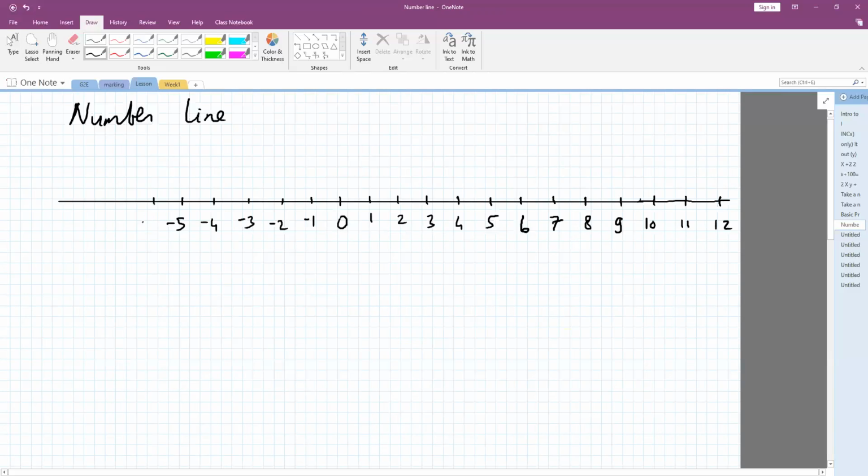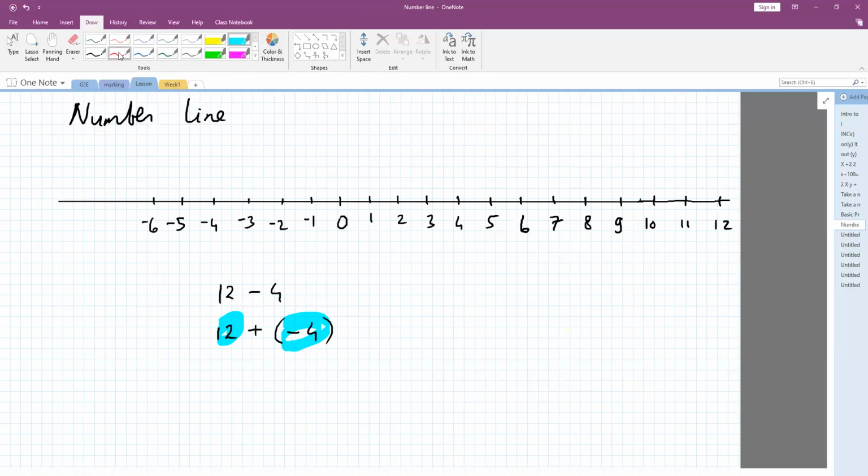Now, look at this. What we had before, you have 12 minus 4, right? And I told you that this is like you have 12 and then plus negative 4. Now let's draw these two values in your number line.